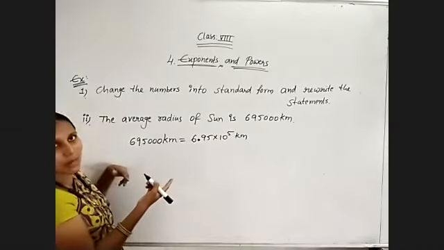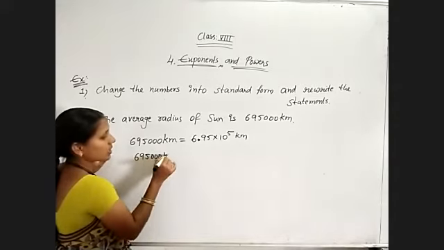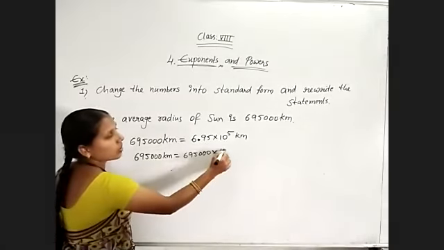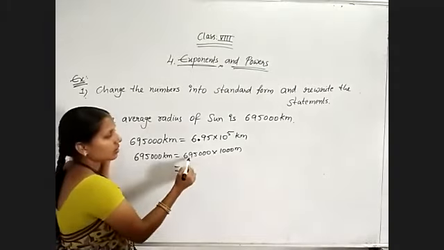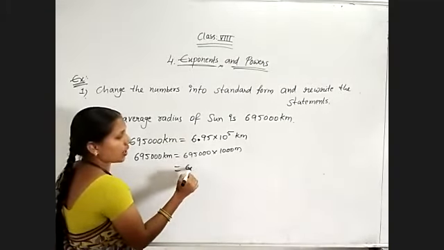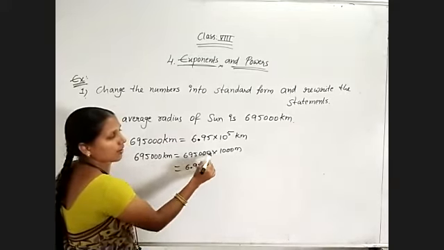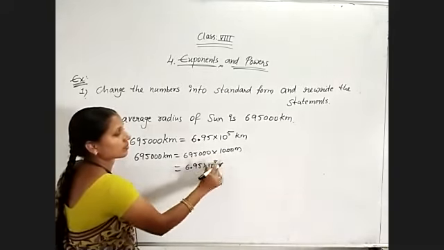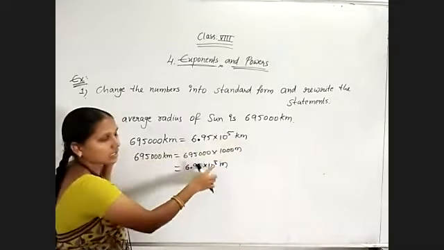If you want to write the same question in meters, 6,95,000 kilometers is equal to 6,95,000 into 1000 meters, since 1 kilometer is equal to 1000 meters. Which is equal to 6.95 into 10 power 8 meters. Kilo means 1000, 5 plus 3, 8. In meters we will get like this, and in kilometers as it is.